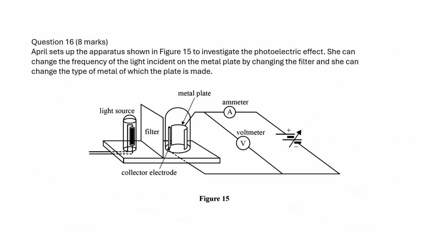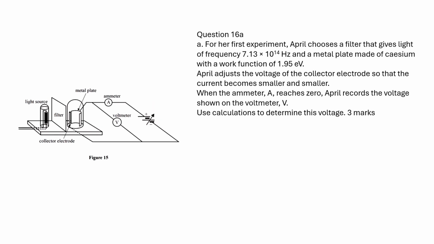This apparatus is used to investigate the photoelectric effect. The frequency of the light and the type of metal can be changed. We are asked to determine the stopping voltage. This crucial voltage is the point at which the ammeter's reading drops to zero, signifying that the applied reverse voltage has successfully stopped all electron flow.